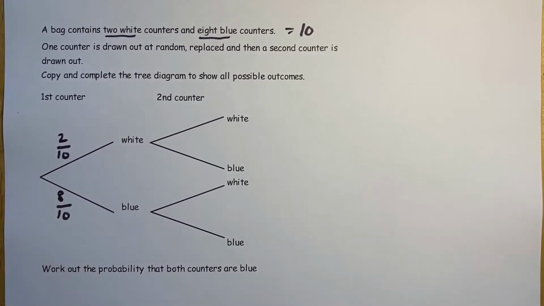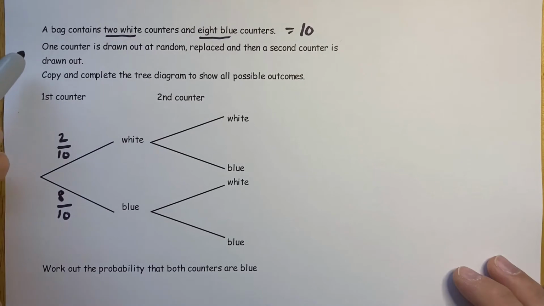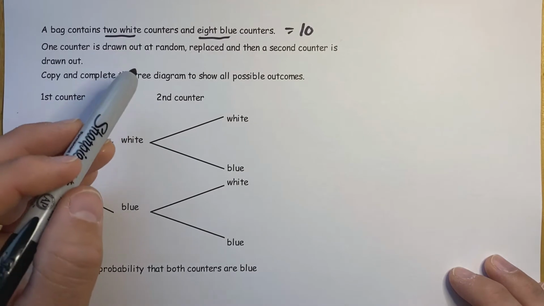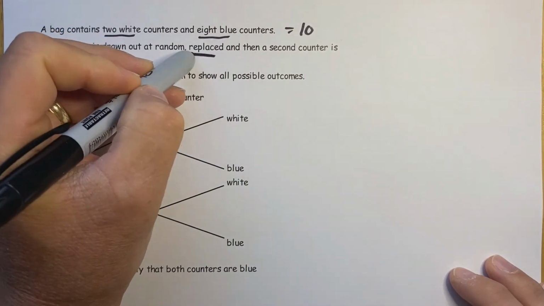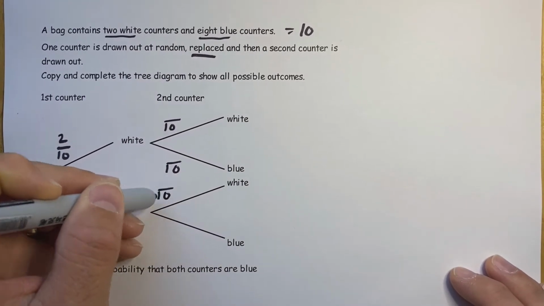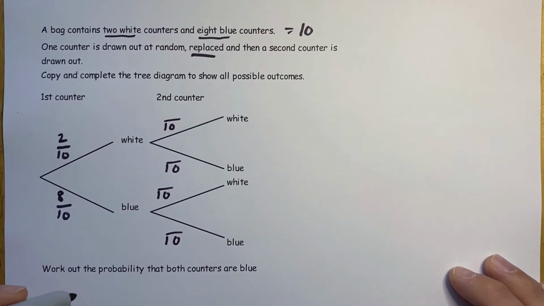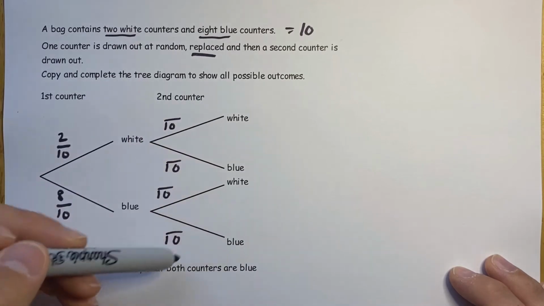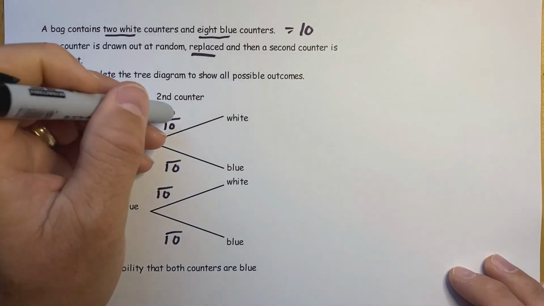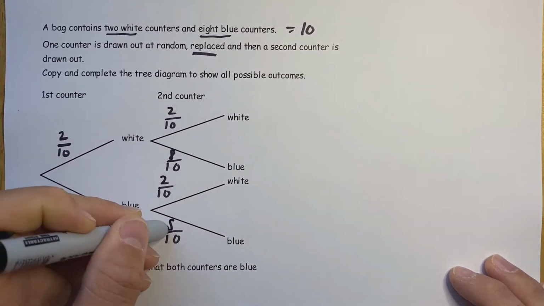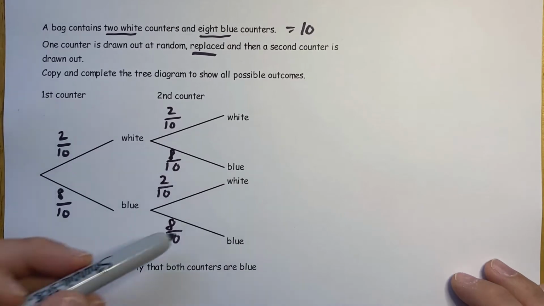And by all means, we can cancel them down if we wanted to. It's not essential though at this stage. Reading on, and you've got to read the questions carefully, we can see that one counter is drawn at random, but then it is replaced, which means that the probabilities do not alter. If it wasn't replaced, there would no longer be 10 counters, there would be 9 counters, and that would alter all of these. However, it's replaced, so they are not altered. That stays as a 2, that stays as an 8, white is 2, blue is 8. So there's your tree diagram completed.